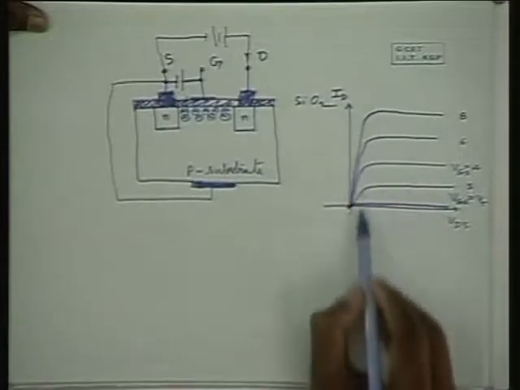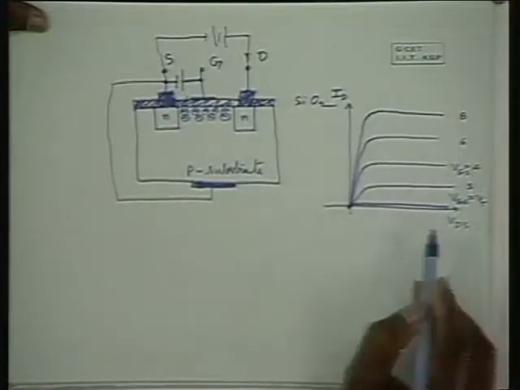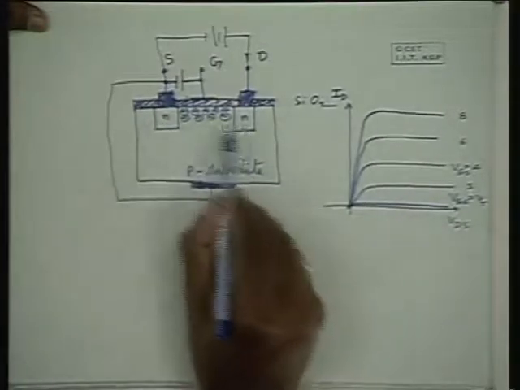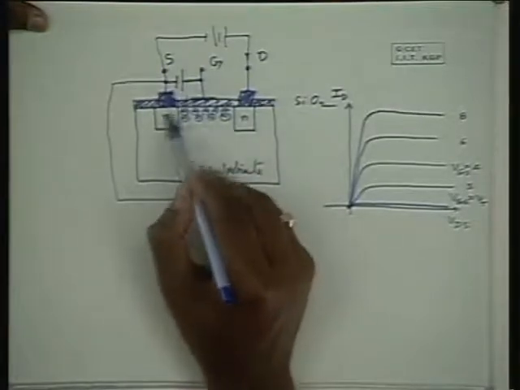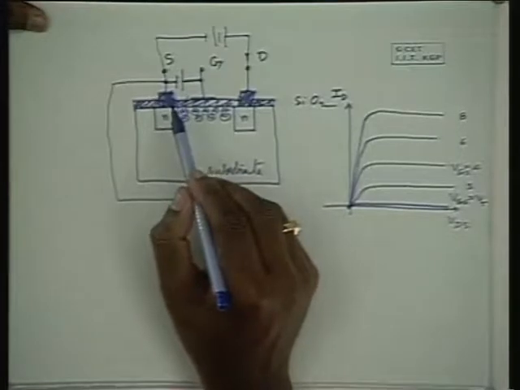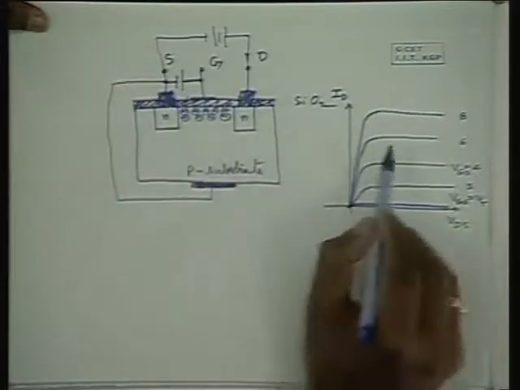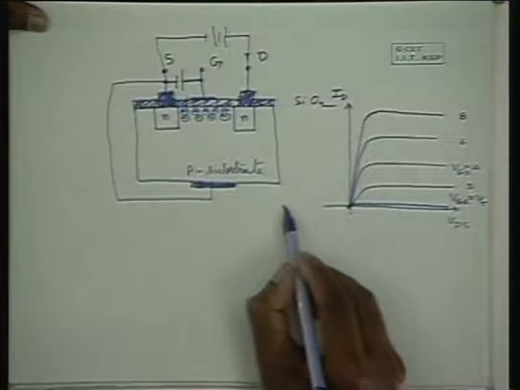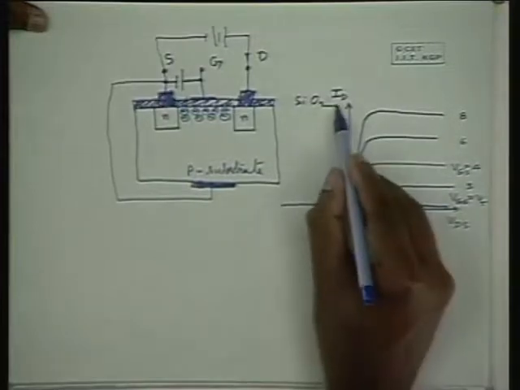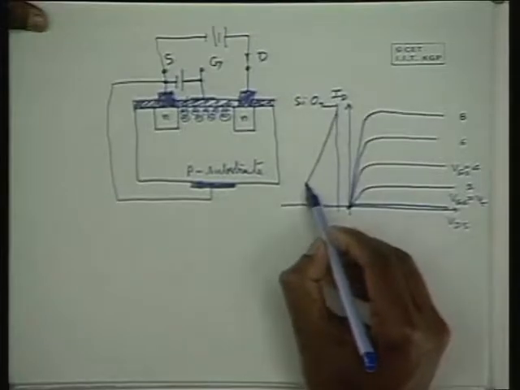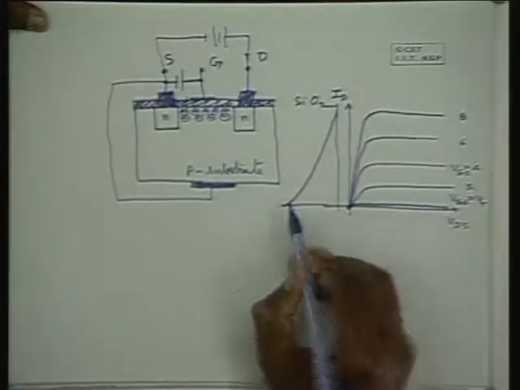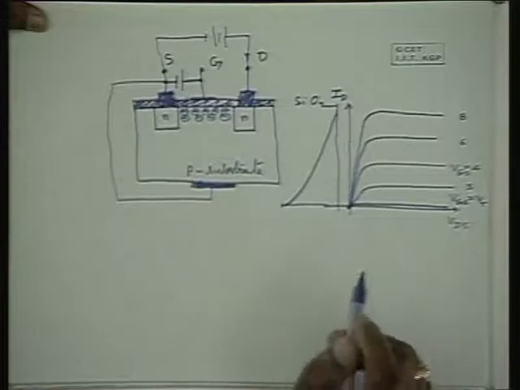And here also you have the ohmic region for low drain to source voltages. It acts like a resistance whose resistivity depends on the positive supply applied over here. Okay, therefore the characteristics is like this. And the transfer characteristics naturally has the same shape as that of the FET.